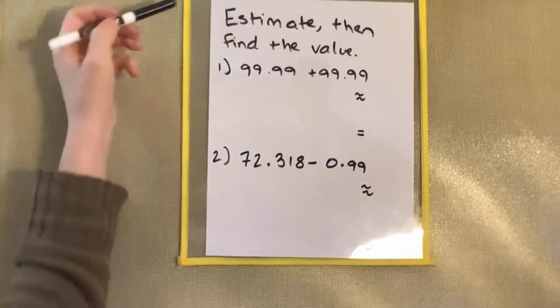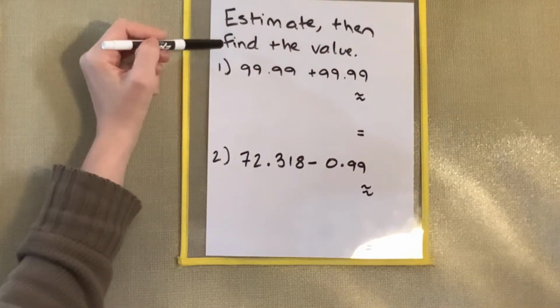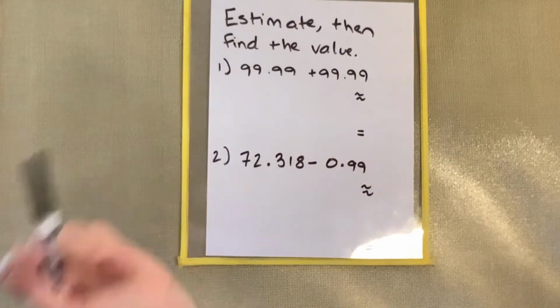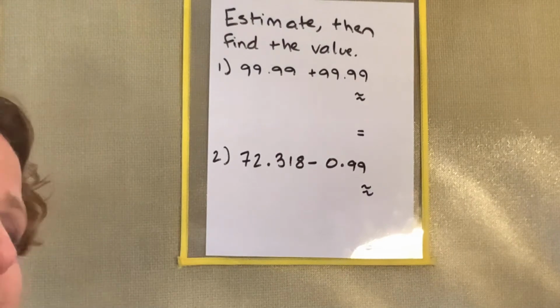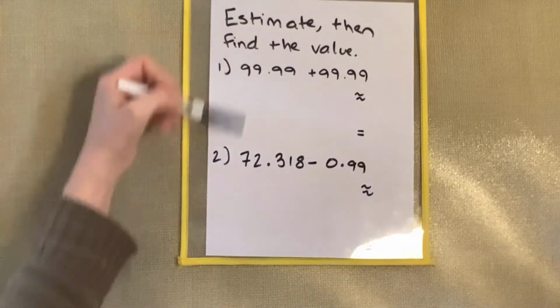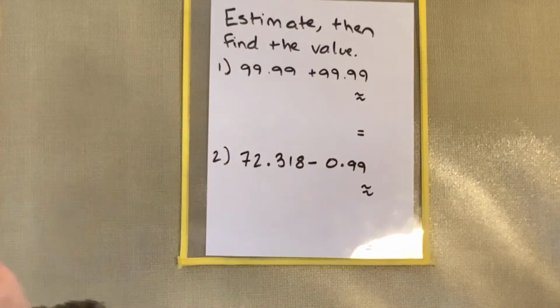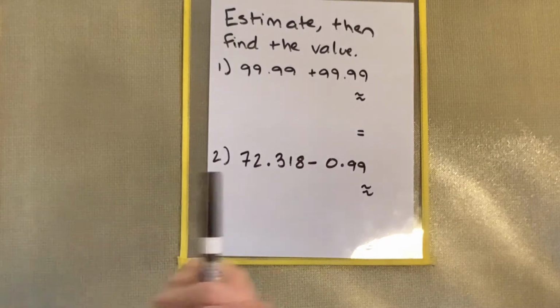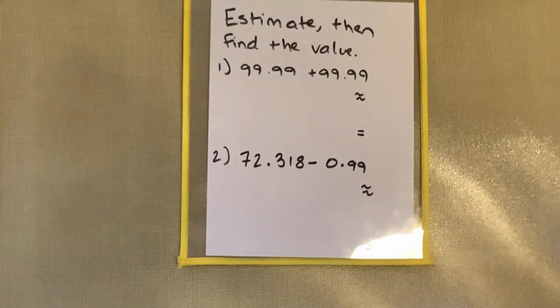But you'll see here that we're supposed to estimate and then find the value. So remember, when you're estimating, fifth graders, you want to make it as simple as possible on yourself. No need to overcomplicate things. And then, since these are adding and subtracting of decimals, remember the rule that those decimal points need to line up anytime you are adding or subtracting decimals. So go ahead, pause, give these a try. When you're done, come on back and see how you did.